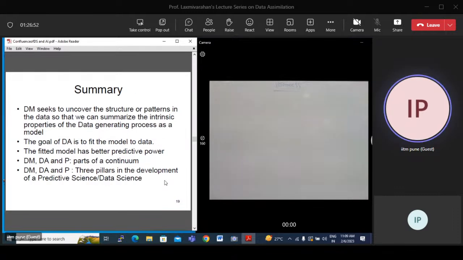So, summary. Data mining seeks to uncover the structure of patterns in the data so that we can summarize the intrinsic properties of the data generating process. The goal of data assimilation is to fit the model to data. The fitted model has better predictive power, and we have already seen that data mining, data assimilation, and prediction form part of a continuum. Somebody calls it data science, somebody calls it predictive science. You can see lots of terminologies floating around. Fundamentally, this is what we do in predictive science, in data science, in AI, in multivariate statistics.